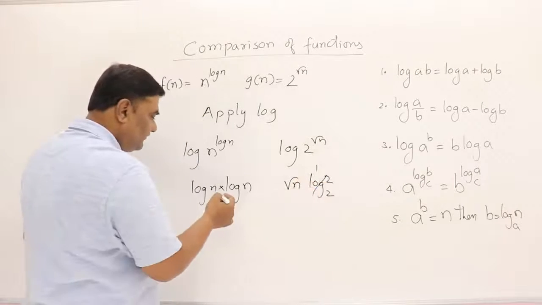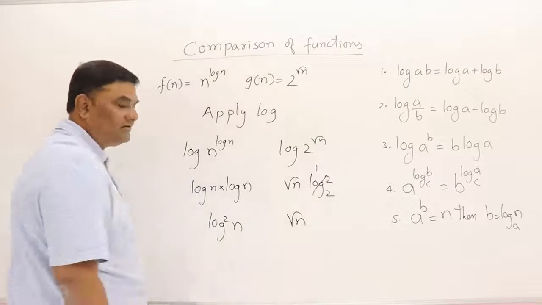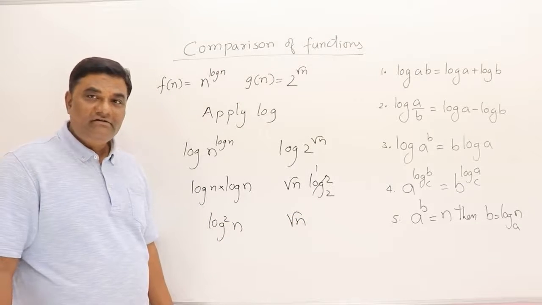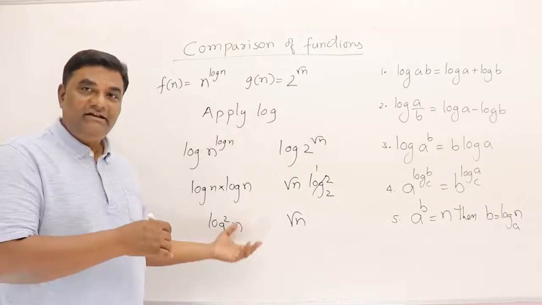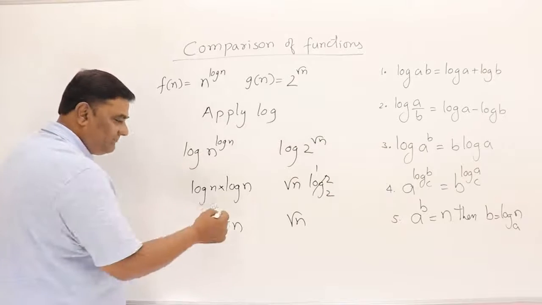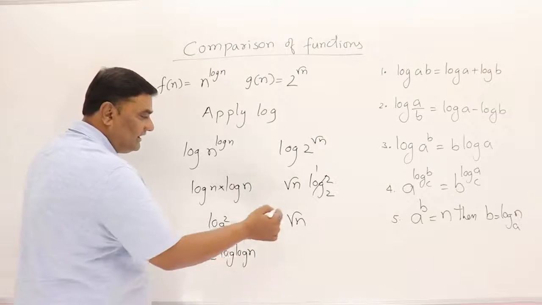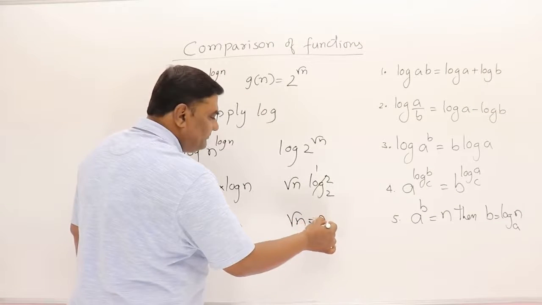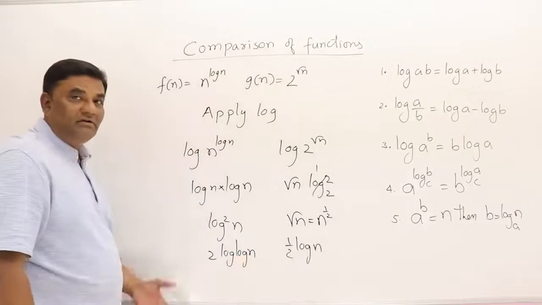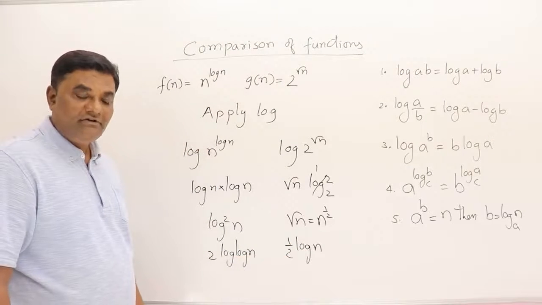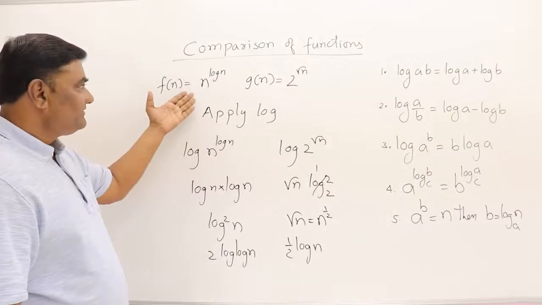This is 1. Now what is this? Log square n, and this is root n. Now which one is greater? If you are unable to judge it, still you can apply log. Directly I will write the answer. If I apply log, then this will become 2 log of log n. And this is n power 1 by 2, right? So 1 by 2 log n. Now tell me, which one is smaller? Log of log n is smaller than log n. Yes, this is smaller than that one.